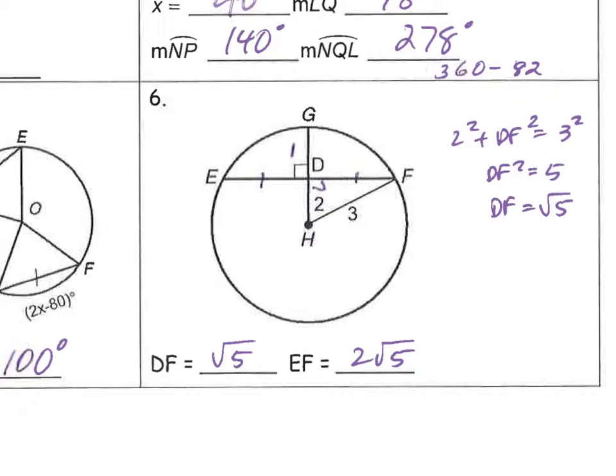So in order for that to happen, that's what you get. They gave me the things I need. So I'm going to take 2 squared plus DF squared equals 3 squared, right? So you find DF. DF squared is 5. DF is root 5.